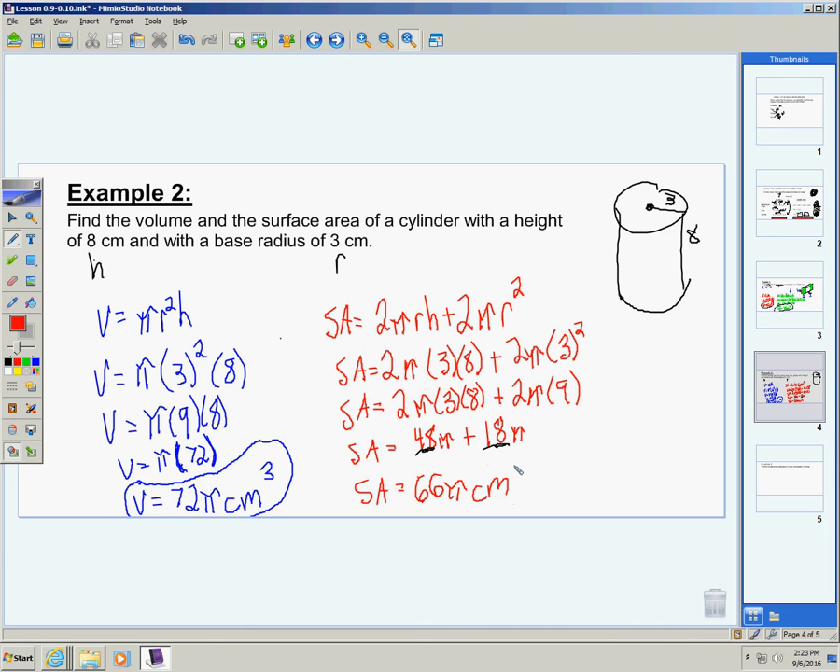Again, looks pretty difficult, but all we're doing is plugging in numbers into a formula and evaluating that formula.